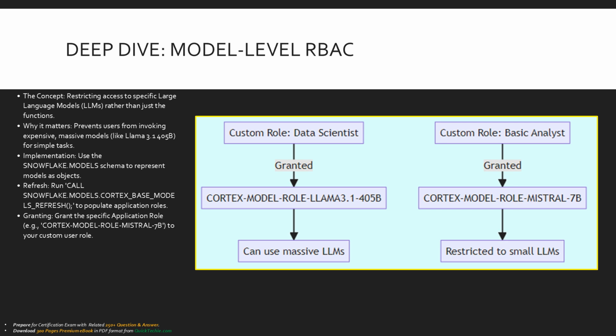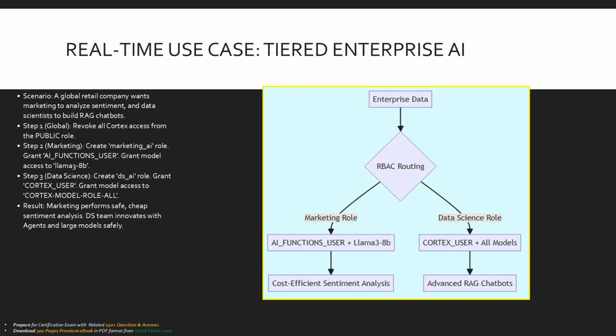This graph brings model-level RBAC to life. The data scientist role on the left is granted the application role for the 405B parameter model, allowing them to do heavy lifting. Meanwhile, the basic analyst on the right is explicitly mapped to the Mistral 7B application role. If the basic analyst attempts to call the massive model in their SQL query, Snowflake will block it instantly, protecting your compute budget. Let's apply everything to a real-time use case that you might encounter tomorrow.